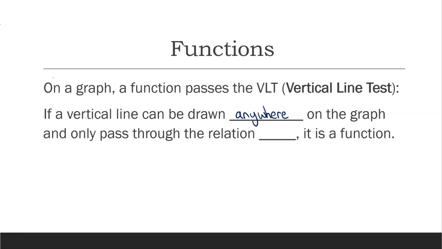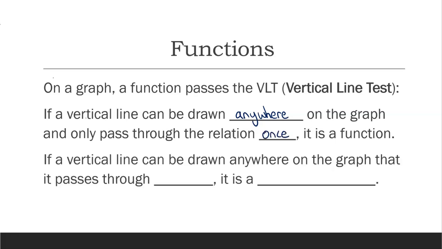If a vertical line can be drawn anywhere on the graph and only passes through the relation once, it's a function. If a vertical line can be drawn anywhere on the graph that it passes through twice or more, it is a non-function. So let's look at some graphs here and see what those look like.